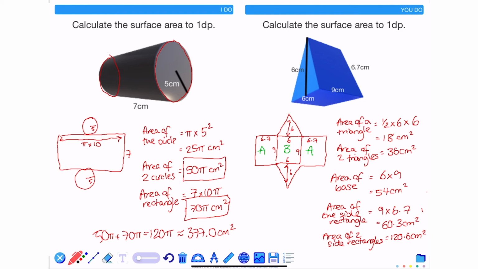So to calculate the total surface area, I need the sum of each of the parts. So the two triangles, the base rectangle, and also the two side rectangles. So 36 plus 54 plus 120.6 gives me 210.6 centimeters squared. This is the surface area of the triangular prism.